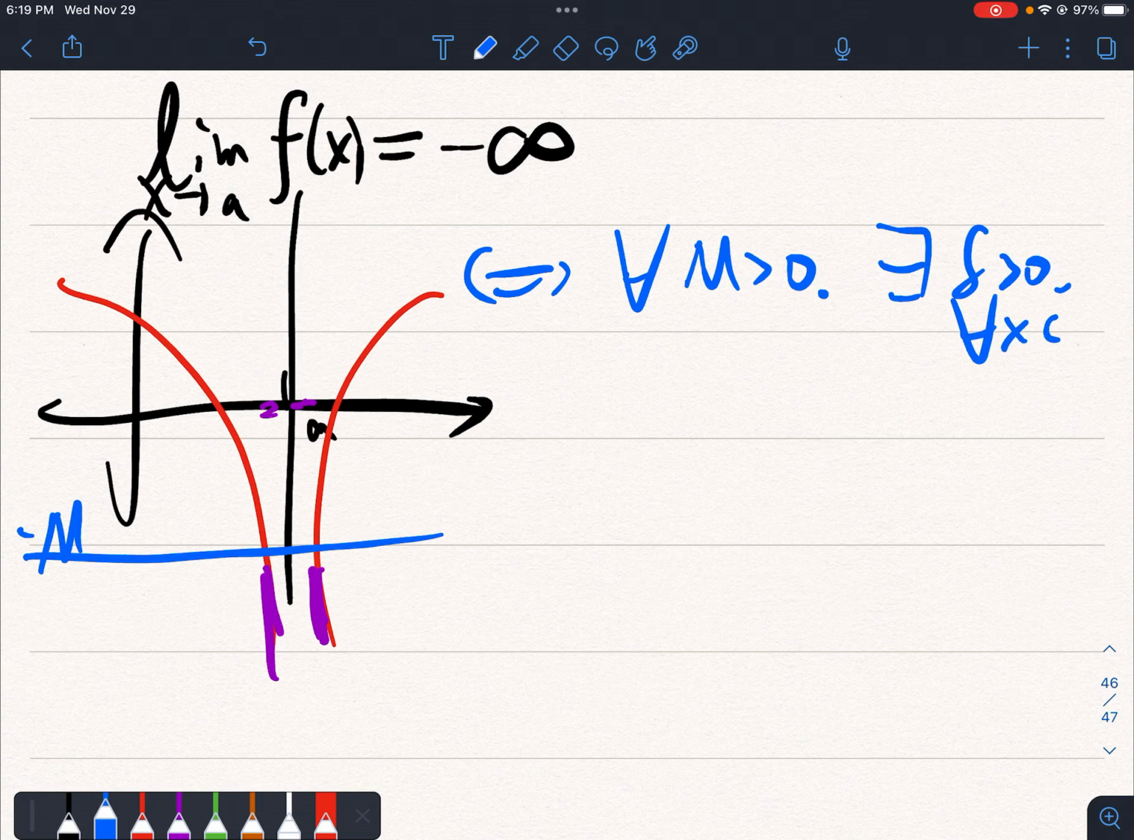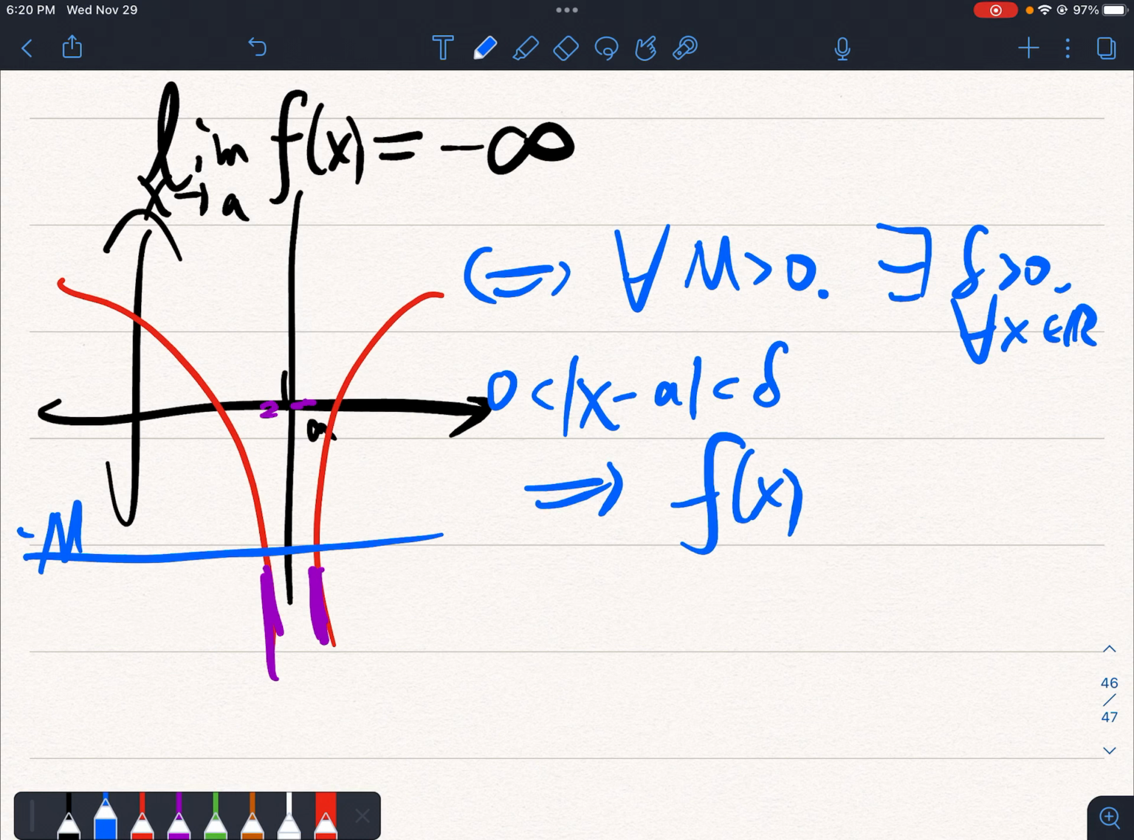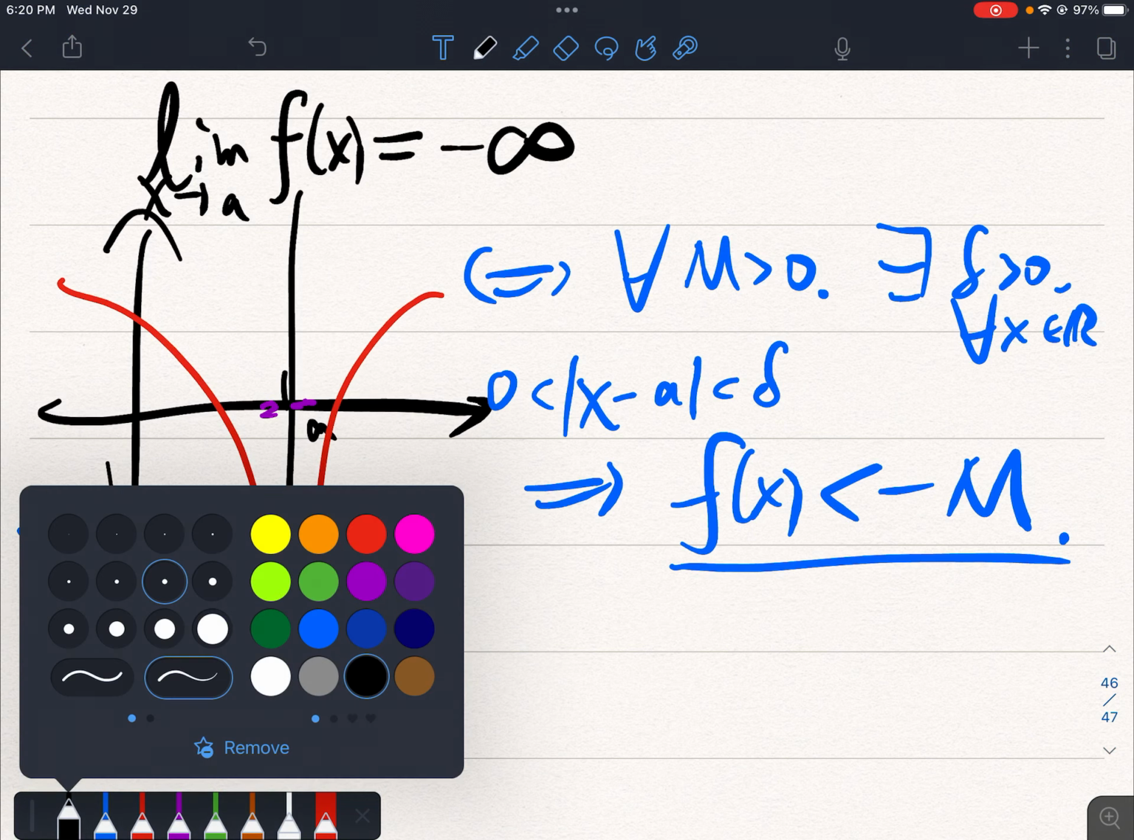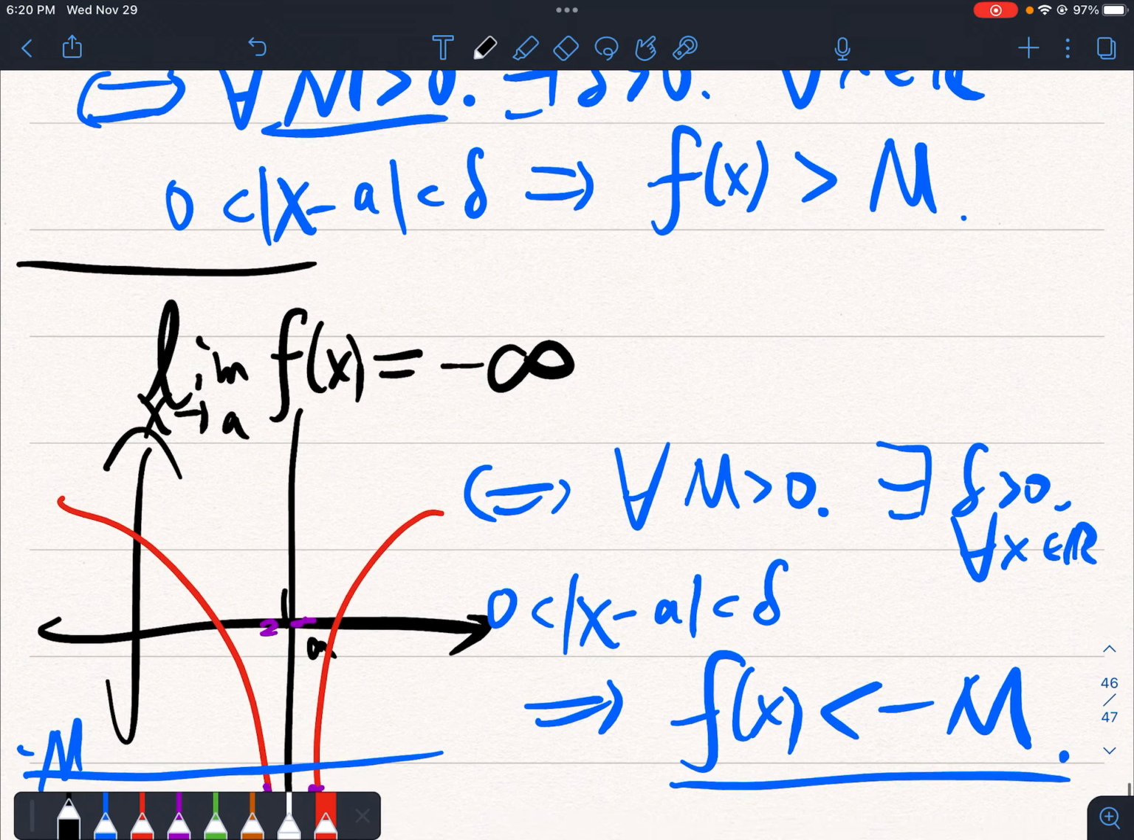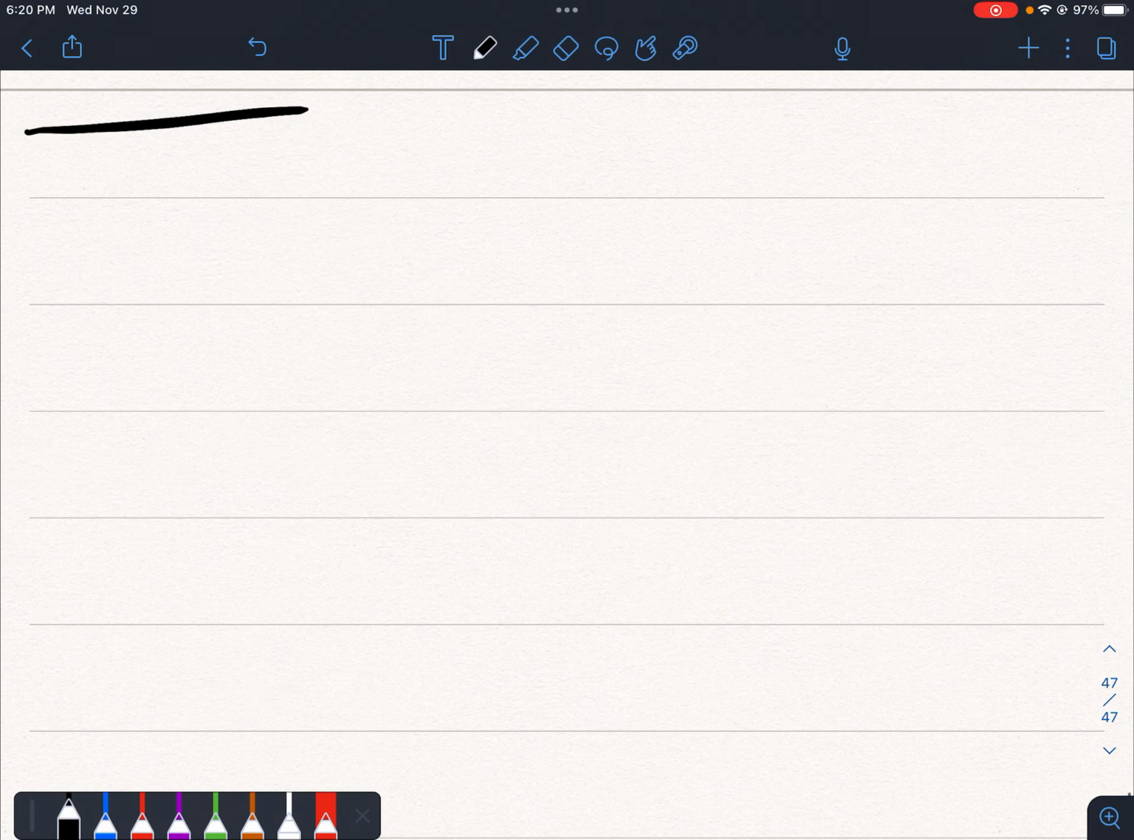So for all m bigger than 0, we can find some delta bigger than 0, such that for all x in R, if x is close enough to a, but not equal to a, then f of x will be very, very small. But how small? Less than negative m. Okay? So this is the definition of when the limit is negative infinity.